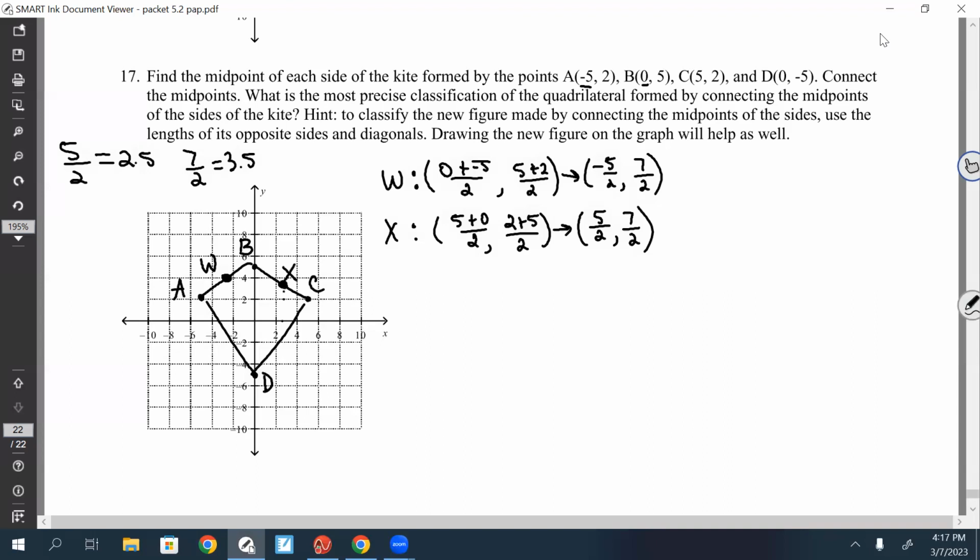Now, I'm going to call point Y the midpoint of CD. So I'm using the points C and D to find that midpoint. So C and D, we're going to do 5 plus 0 divided by 2. And then we will do 2 plus -5 divided by 2.